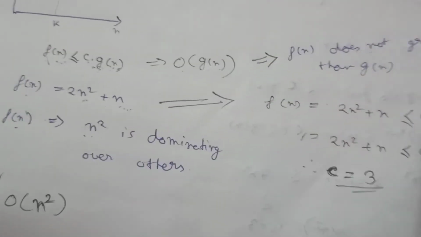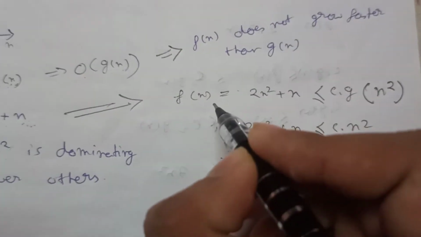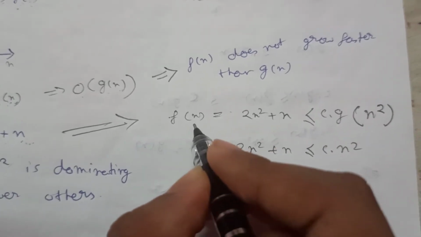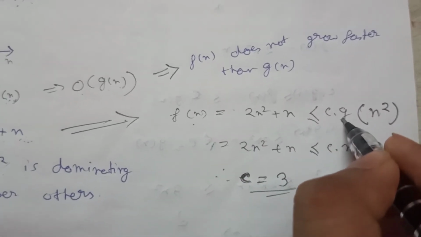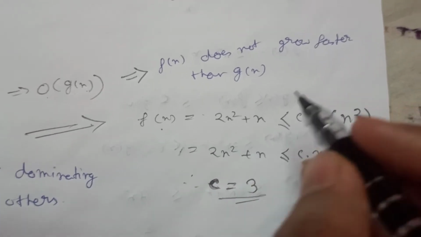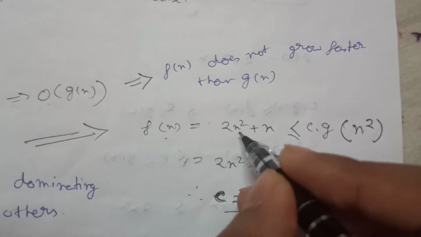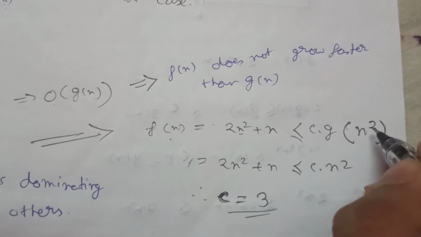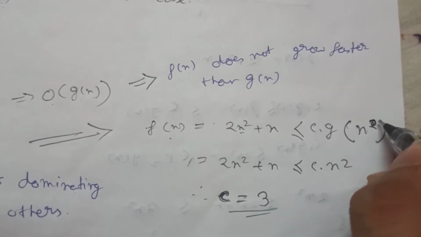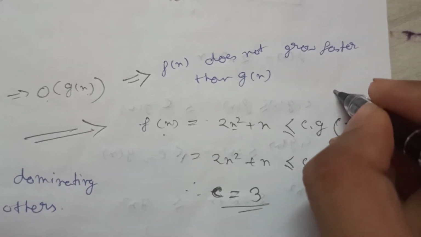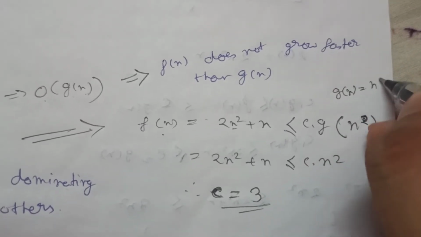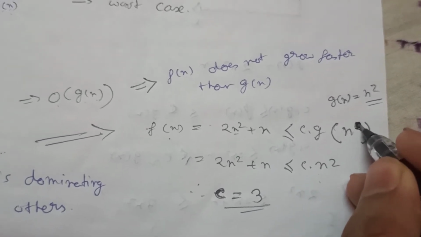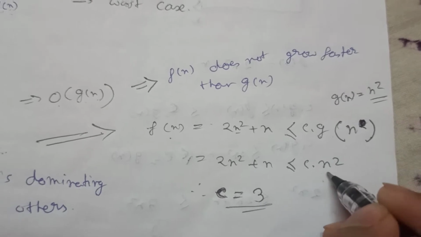Let's see what the time complexity will be. f of n is 2n square plus n, and we know that f of n is always less than or equal to c into g of n. The dominating term in f of n is n square, so the function g of n will be n square. So instead of g of n we will write n square.